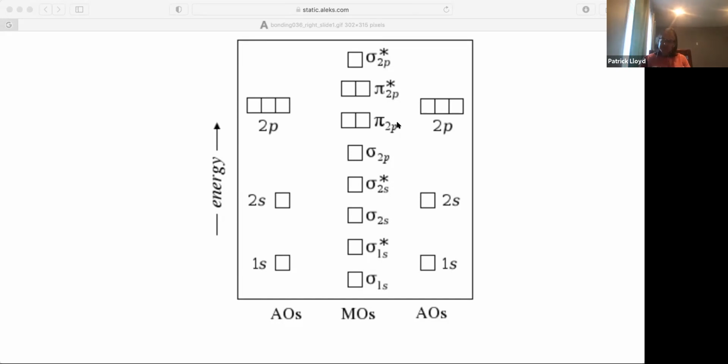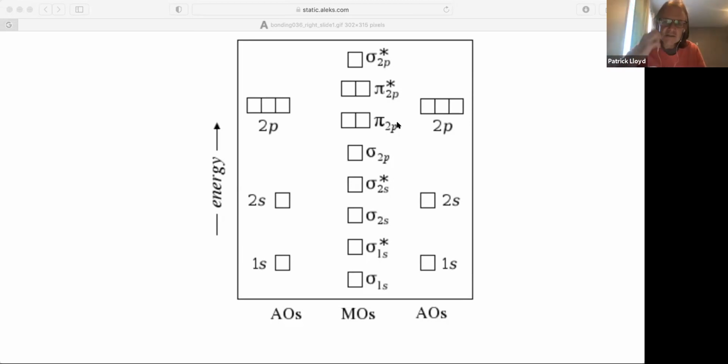Now this switching, this different diagram is a result of some phenomena that we're not going to talk about in this course. But this is the diagram we would use for O2 or F2 or F2 minus or F2 plus. If it's positively charged, you remove electrons. If it's negative, you add electrons. Okay. You could also use it for Ne2, neon, dineon. Okay, but there's your diagram right there.